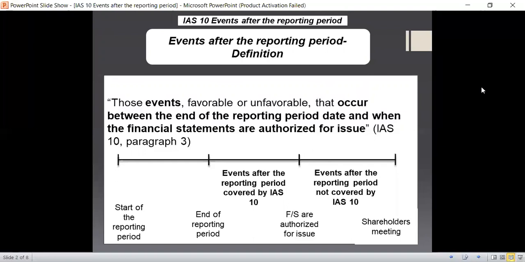Then a time comes when the shareholders meeting is conducted. And that is a time when the financial statements are presented to the shareholders of the organization. There can be some events which can happen in between the time period of the shareholders meeting and the time at which the financial statements are authorized for issue. But those events are not covered by IAS 10.